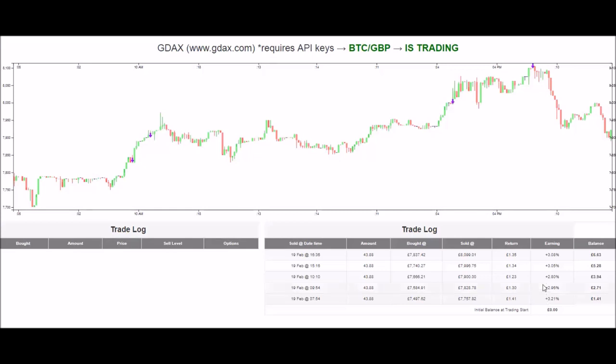Now, if it's going to continue like this, at, well, what's the lowest? 2.8% it's made on that particular trade there, and it's gone as high as 3.21% here. So if it continues like this, I will be more than happy. You know, it's working really well.